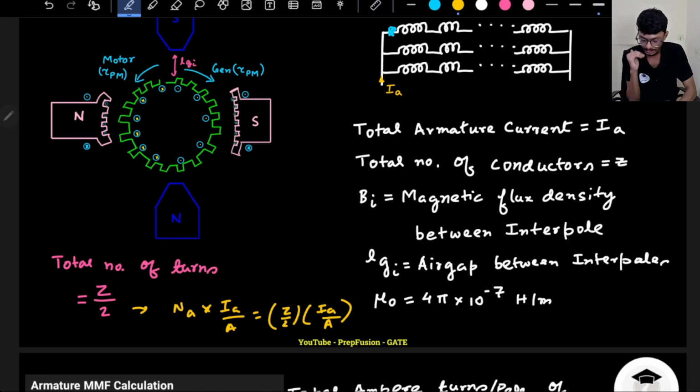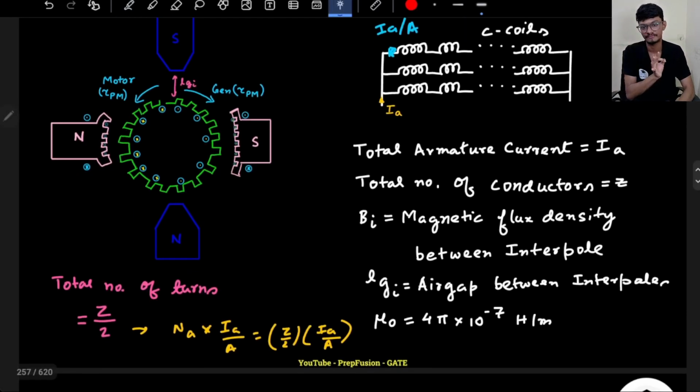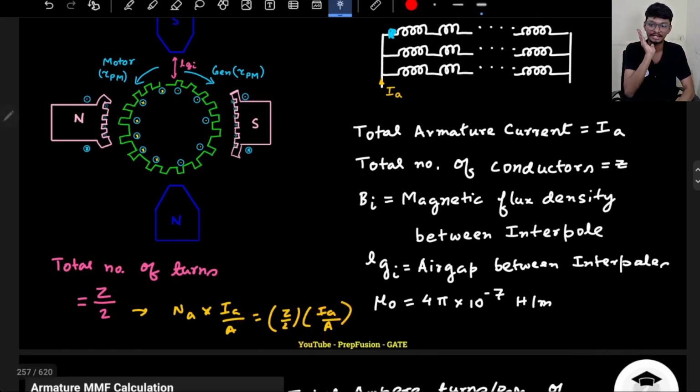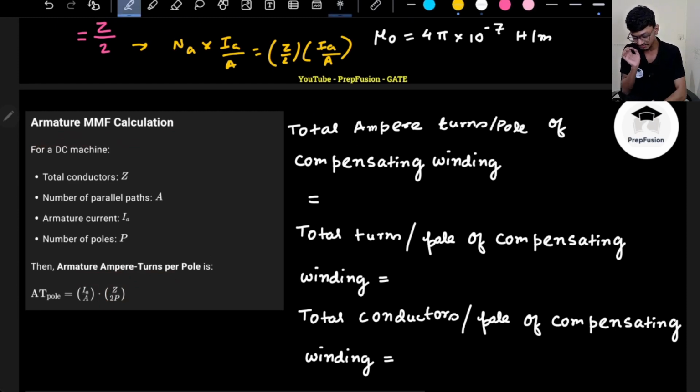Now, what is the per pole MMF generated? Because of course I will connect my interpoles to each pole, right? So I want to calculate the per pole MMF generated. Per pole MMF generated will be just all of this divided by P. So if I divide all of this by P, this will be the ampere turns per pole by the armature. Ultimately this value I have to nullify, right? This is the extra ampere turns that is getting developed that I don't want. So this I have to nullify ultimately. This is the key point.